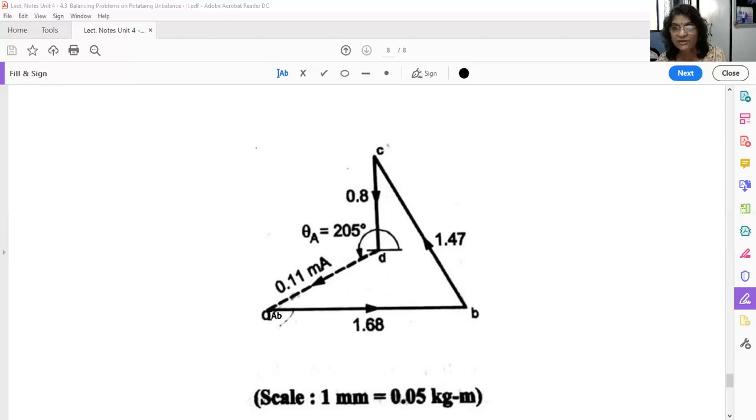So we have started from here, O, B, B to C, C to D. Now you must close the polygon. So from the final point to the origin point, draw a line. What does this represent? 0.01 MA. So this is 0.01 MA, see here.